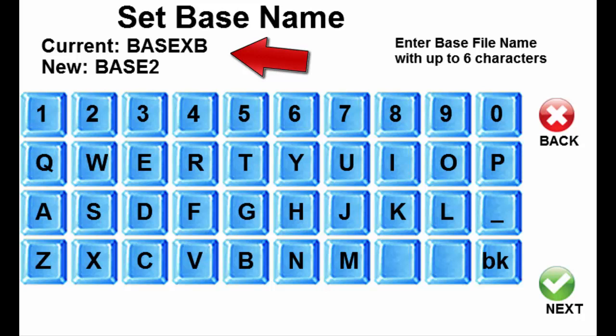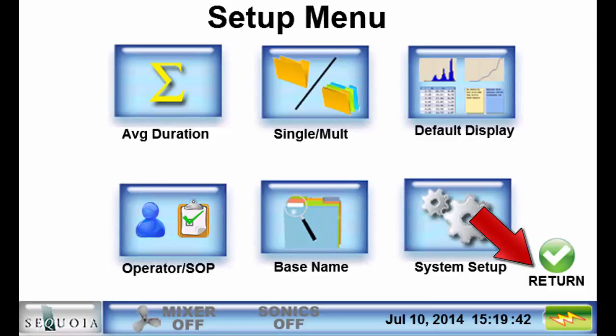Using the keypad, enter a new base name. The base name can only be 6 characters. We recommend that you do not use a number as the last character of the base name. After entering the base name, press the OK button to save it and return to the Setup menu.